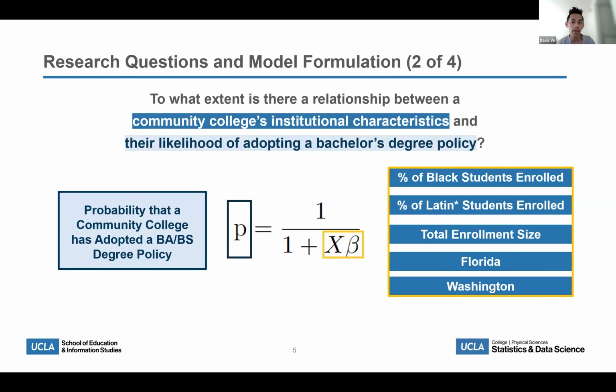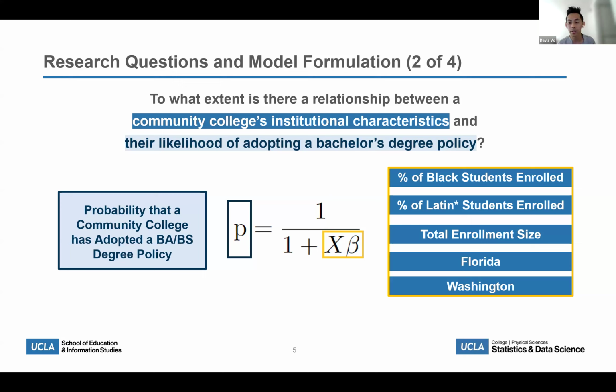And so I thought that given my research question, one way to perhaps address and generate insights into this is to use logistic regression and to think about P as a probability that a community college has adopted a bachelor's degree program as a function of a bunch of predictor variables. And there's 5 of interest that I'll be talking about and using throughout the 3 model formulations that I came up with. And they're informed by 1, domain knowledge, but 2, also some theoretical and empirical work previously.